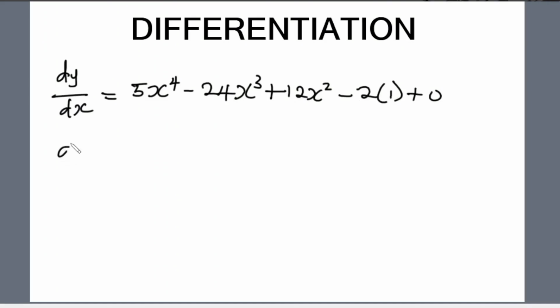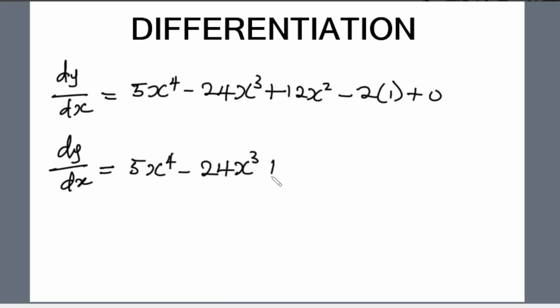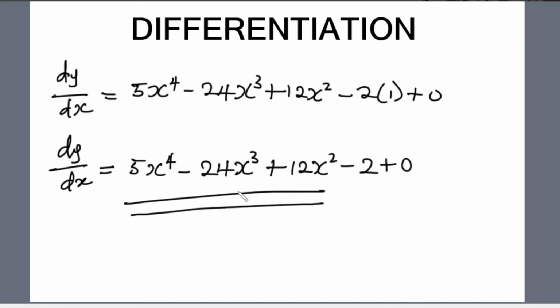Now, dy all over dx equals 5x raised to the power 4 minus 24x raised to the power 3 plus 12x raised to the power 2 minus 2 multiplied by 1, which is 2, plus 0. So this is how the general method works.